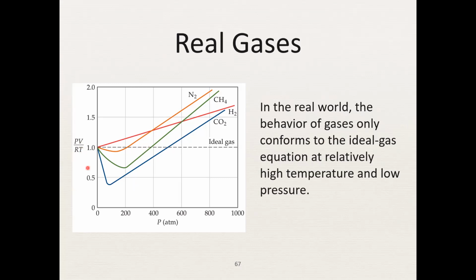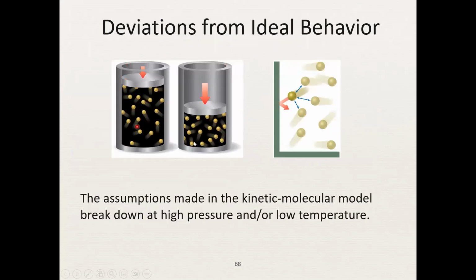So if you look at the graph here, on the y-axis we've got PV over RT. So if we had ideal behavior, everything would just be on this one line going across here. But as the pressure increases, I should say, we see deviations from that ideal behavior. And we see extremely large deviations in the cases of high pressure, so where we're forcing those gas molecules to be closer and closer together, or if we've got low temperature, or if we've got the combination of both.